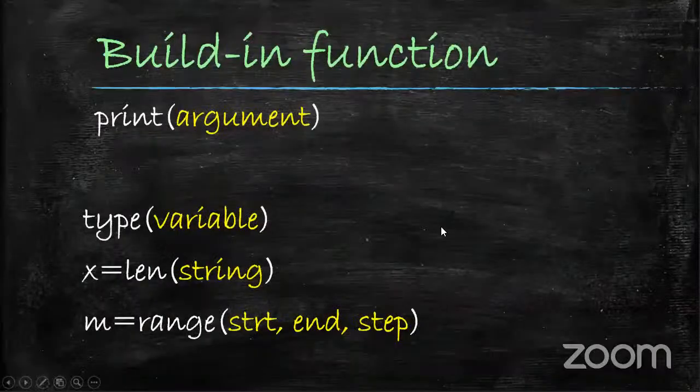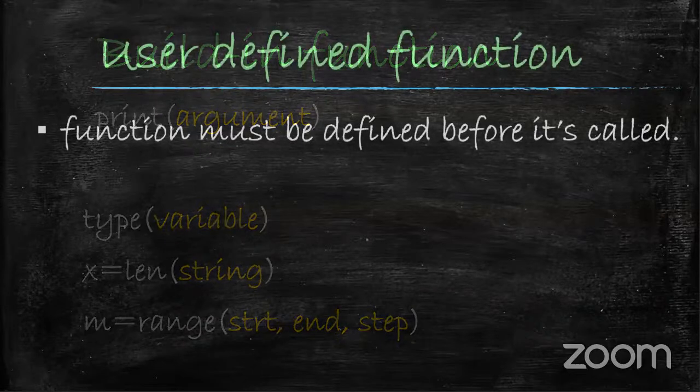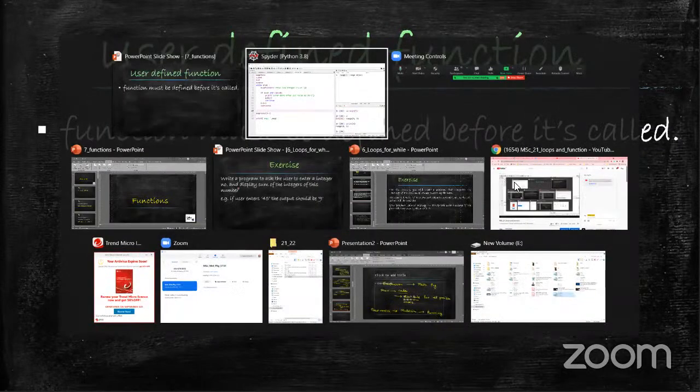Okay, so these are built-in functions. We have seen all types of built-in functions. Now let's look at user defined functions. So what is a user defined function? It's a function that is defined by the user. Now the function needs to be called. What do you mean by calling the function?